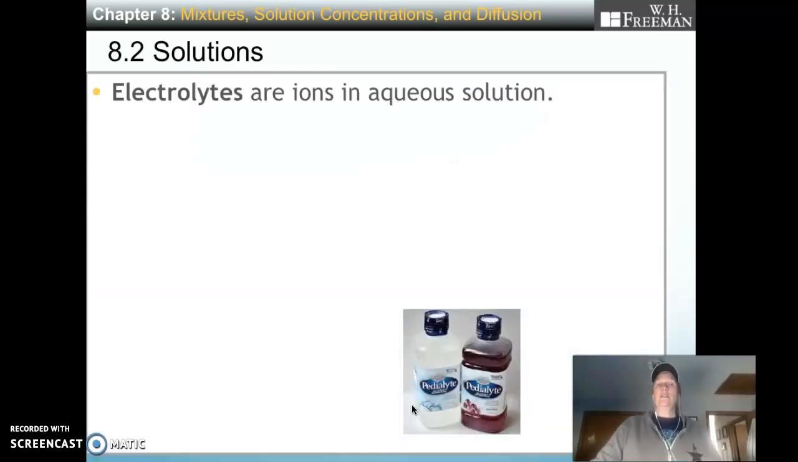So when you're looking at solutions, if you form ions, there's an easy way to tell. You can put one of those little meters that have the little light. If the light goes on, that means you have ions, and that solution is called an electrolyte. You can see I have an example, Pedialyte. When you get sick, especially little kids, they need to replace their electrolytes. And electrolytes are basically ions: calcium, sodium, potassium, chlorine, iodine, things like that.